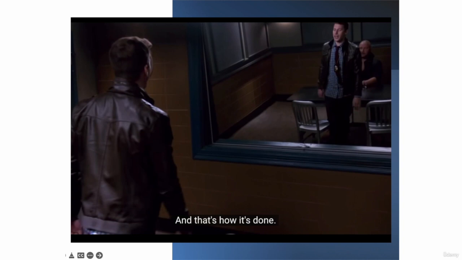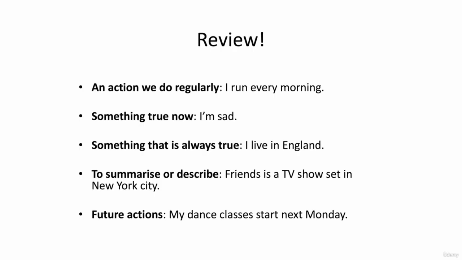And that's how it's done. We have the verb to be in the present simple twice and contracted both times. That's, which means that is, and it's, which means it is. Excellent! We have finished this practice and it's time for review.